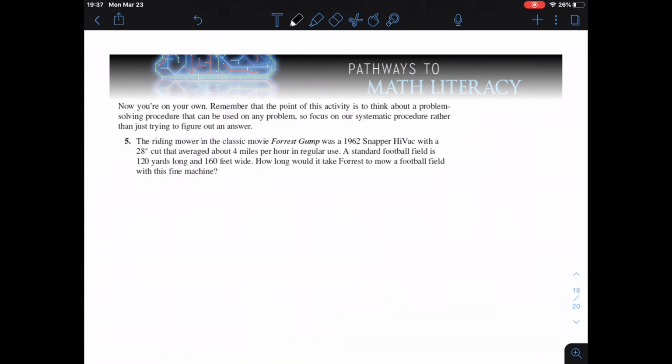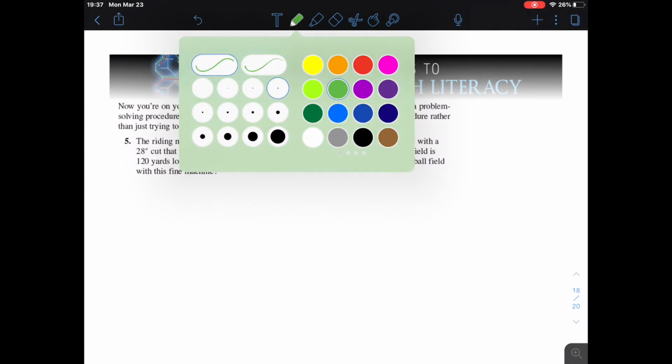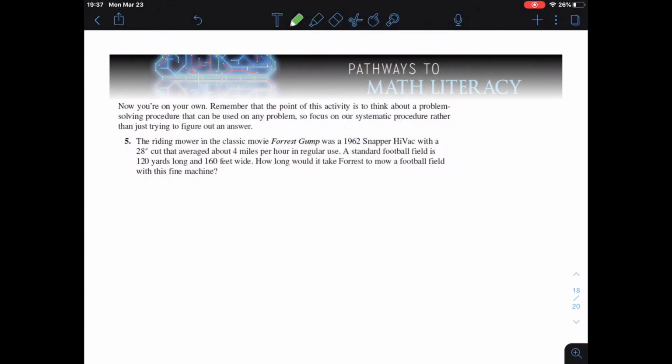So now we're going to try one more example, and then we'll try to generalize that and use the same information to help us. So we're told the riding lawnmower in the classic movie Forrest Gump had a 28-inch cut that averaged about 4 miles per hour. A standard football field is 120 yards long by 160 feet wide. We want to figure out how long would it take Forrest to mow a football field with this machine.